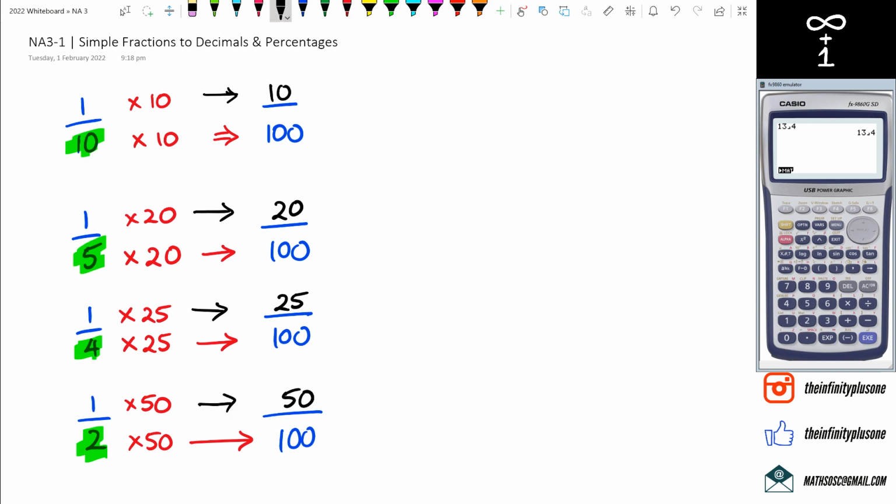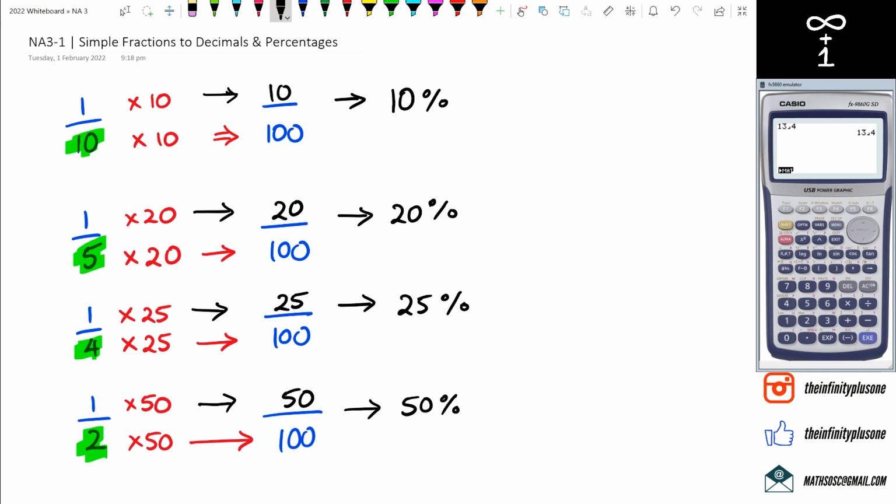Now, you're wondering, why did I do all of them over 100? Because if you think about a percentage, 10 over 100 is 10%. That's what it is. So if I want to write this 1 over 10 as a fraction to percentage, that's just going to be 10%. This here is going to be 20%. This here is going to be 25%. And finally, 50 over 100 is going to be 50%.